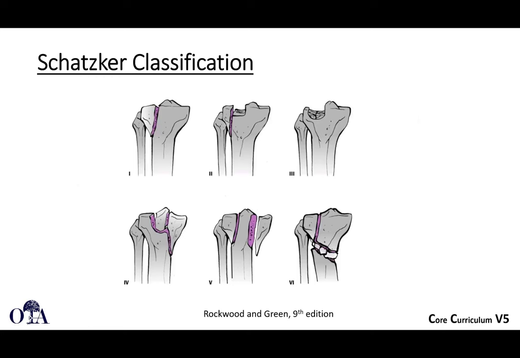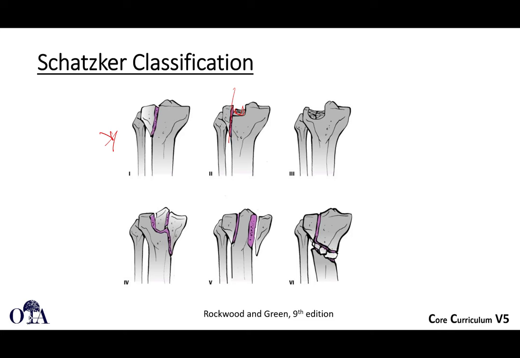Let's talk about some of the injury patterns. We can't talk about tibial plateau fractures without discussing the Schatzker classification as shown here. We'll go in clockwise order, starting with the Schatzker 1s. This is a typical split. Schatzker 2 is a split depression. So you have the split here, and then you have this depression here.